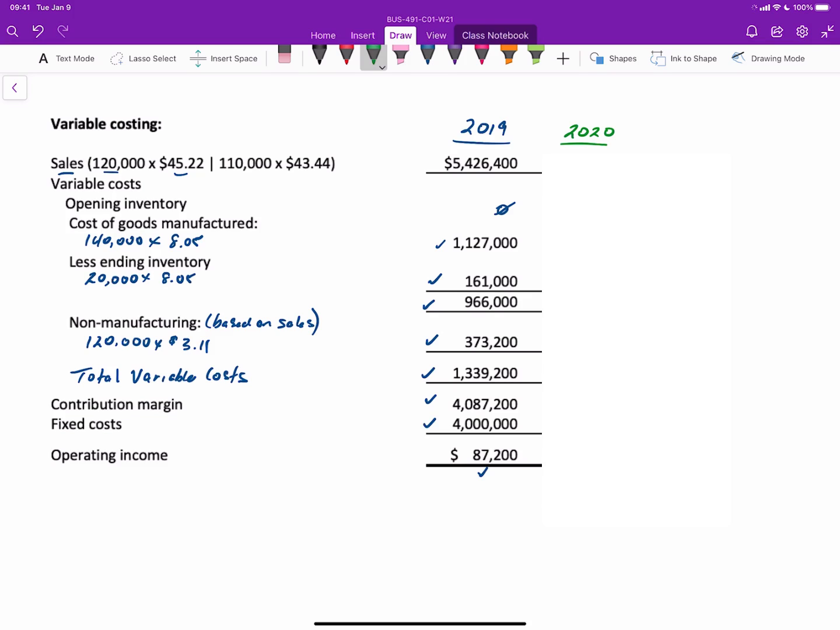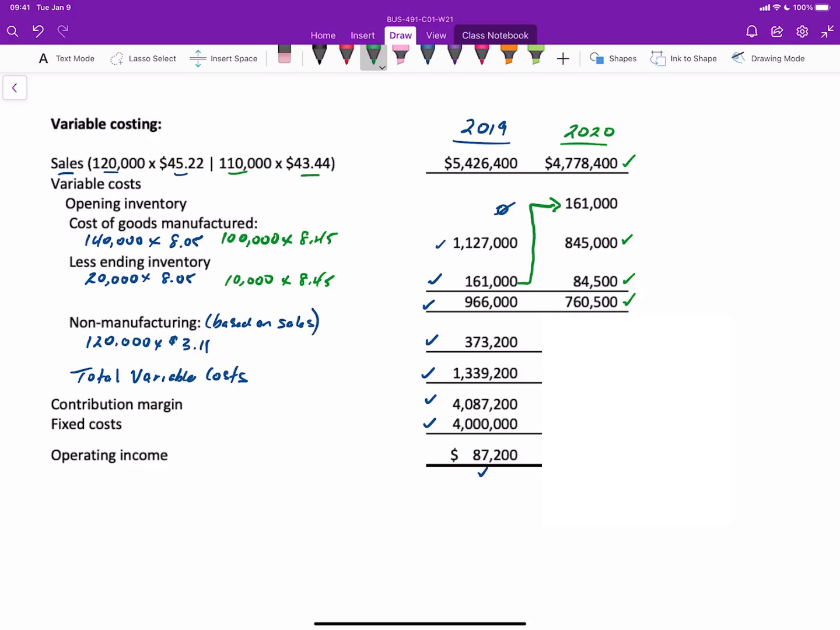Just that simple. So now we'll look at 2020, 110,000 units sold at a selling price of $43.44 for total sales of $4,778,400. For the variable cost of goods sold, the beginning balance is the 161,000 that was the ending inventory from 2019. And then we add in cost of goods manufactured based on production of 100,000 units at the 2020 variable manufacturing costs of $8.45. So that's $845,000. The ending inventory in 2020 is 10,000 units, and we'll apply the same $8.45 variable cost. So that's $84,500, giving total variable cost of goods sold of $765,500.